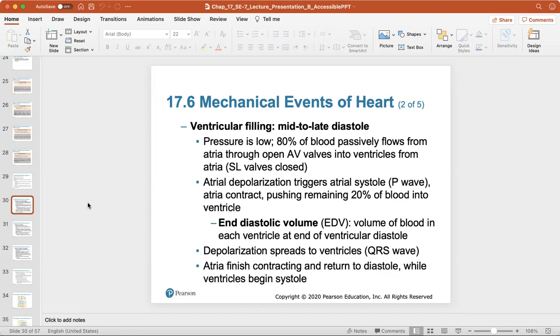End diastolic volume refers to the volume of blood in each ventricle at the end of ventricular diastole. Depolarization spreads to the ventricles. This is called the QRS complex, and the atria will finish contracting and return to diastole while ventricles begin systole again.